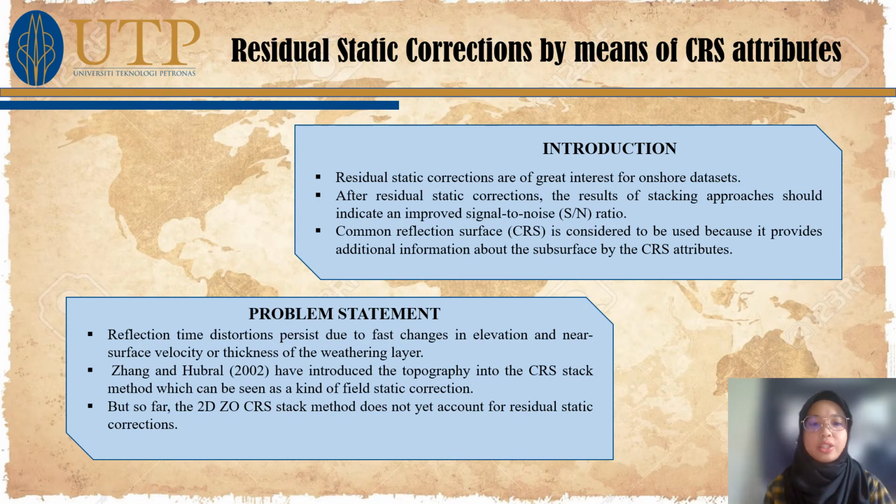So now let's proceed to the problem statement. So the problem statement is that by using field static adjustment, the topography effect on reflection time is greatly reduced. However, the time distortion persists due to fast changes in elevations and near surface velocity or thickness of the weathering layer. To eliminate these remains which the field static corrections did not compensate, the residual static correction assigns every shot and every receiver an additional static time shift.